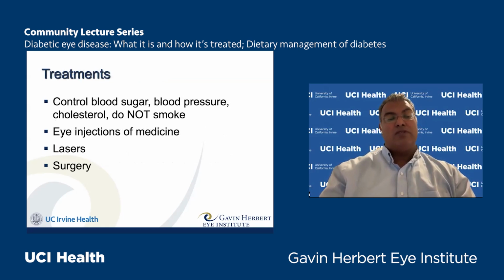Now, we have many treatments for diabetic retinopathy, but the first and foremost will always be controlling the blood sugar. Next, we want to control blood pressure and cholesterol, and definitely not smoke. You may have heard that smoking is bad for you. This is why. Because smoking damages blood vessels, and ultimately, diabetes damages blood vessels. So you don't want to add to the damage to blood vessels anymore by smoking.